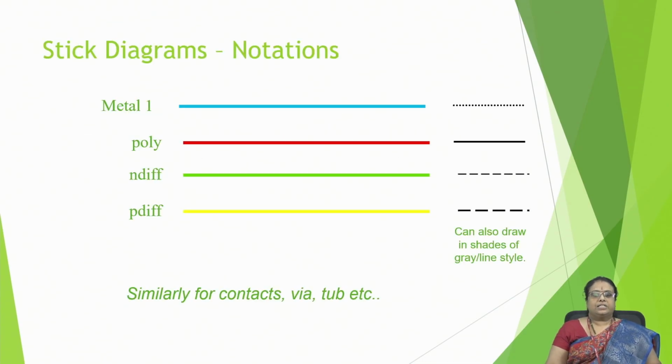These are the stick diagram notations, showing how they are represented using monochrome color coding and general colors. Metal 1 is represented by blue or the dotted lines as shown on the screen. Poly is red, N diffusion is green, and P diffusion is yellow. Contacts or tubs are generally represented by a dot.